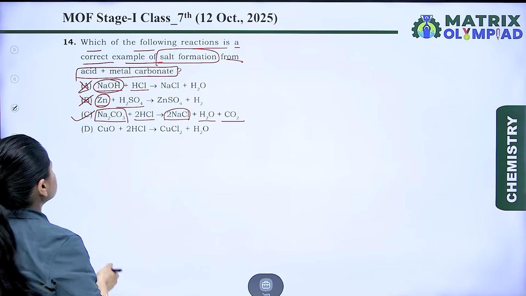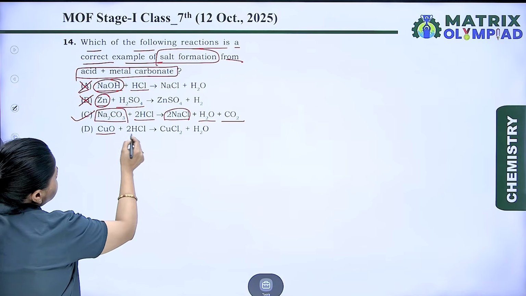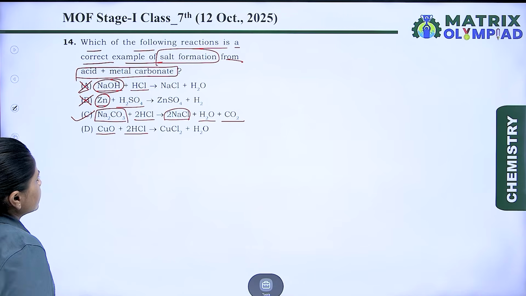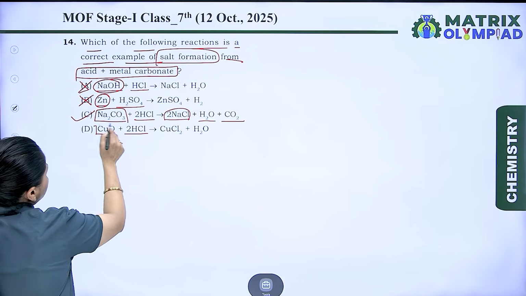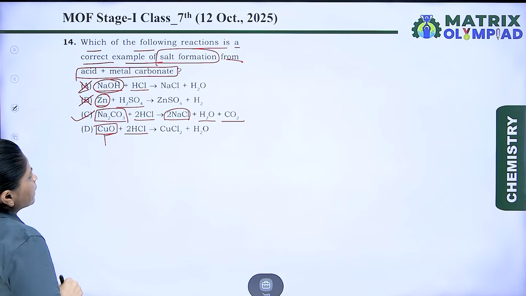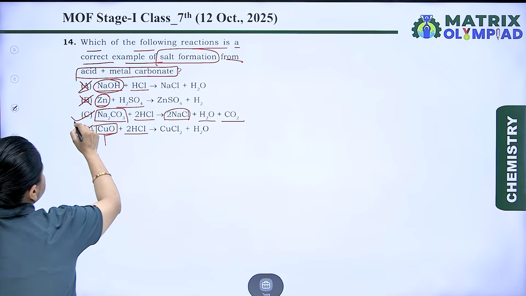Let's check the other option. CuO is reacted with hydrochloric acid and there is copper oxide. This is not a metal carbonate but it is a metal oxide. So the D option is also wrong. So the correct answer is C.